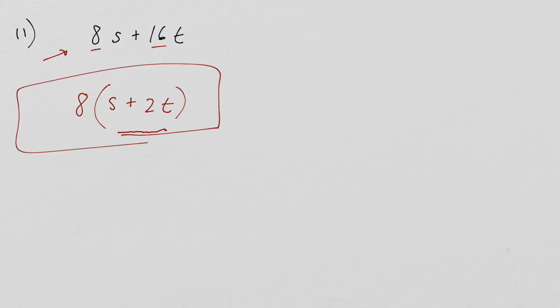All right. There's an 8 that can go into both of those. So if I factor out an 8, I'm left with s plus 2t. And you can double check. When you multiply and distribute, you'll get back to the original. And these items do not share a common factor. So this is our final answer.